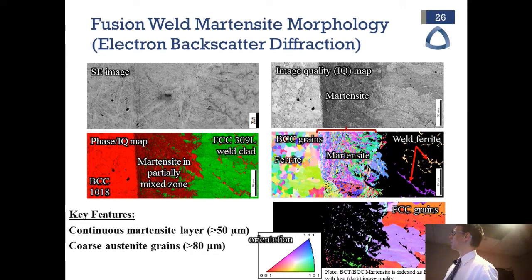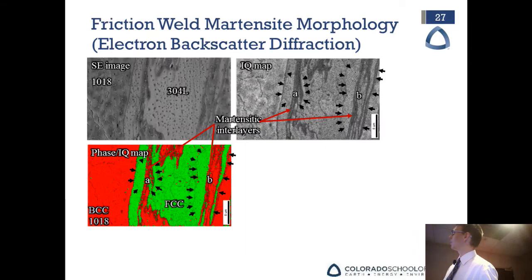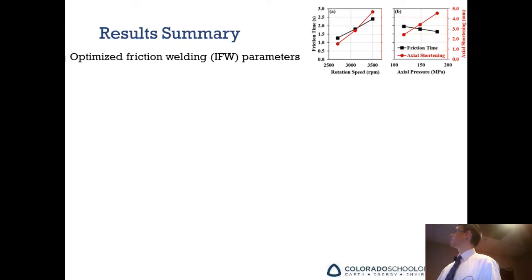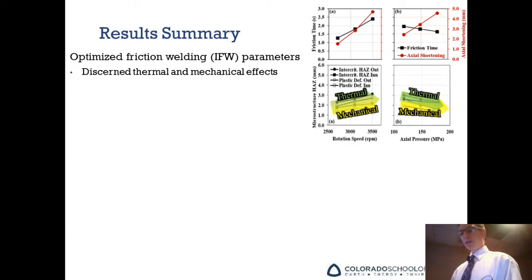So if I go back, 50 microns and 80 microns versus 1 to 3 microns and 5 to 10. Generally, a fine grain size gives us better properties, better resistance to hydrogen cracking, and better bond strength. So if I summarize the whole talk here, what have I done so far?